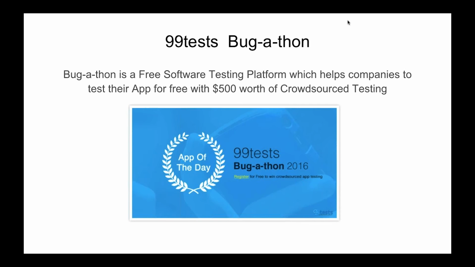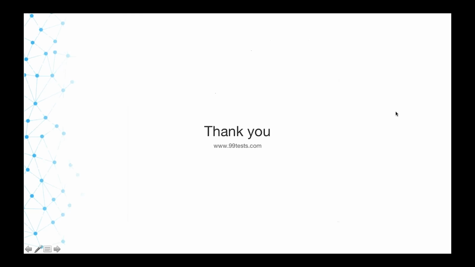What we have is something called Bugathon, where we get top companies to test your app for free, so they get a flavor of how the crowd works. You can just submit your URL and get 20 to 30 testers working for you for a couple of days, and you can see the results, the bugs. So Bugathon is right now open for any company.